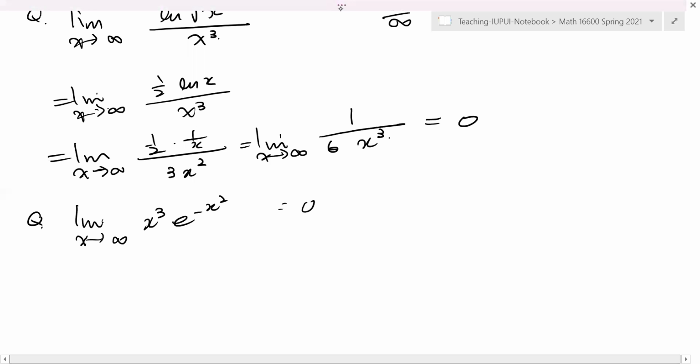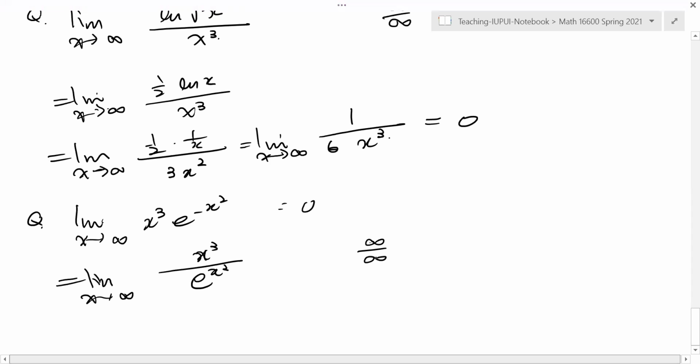Okay, so let's try. This is not even a quotient, right? It's just a product of two functions. So you have to modify this function. You get x cubed and e^(x squared). Then clearly it's going to be infinite over infinite type.